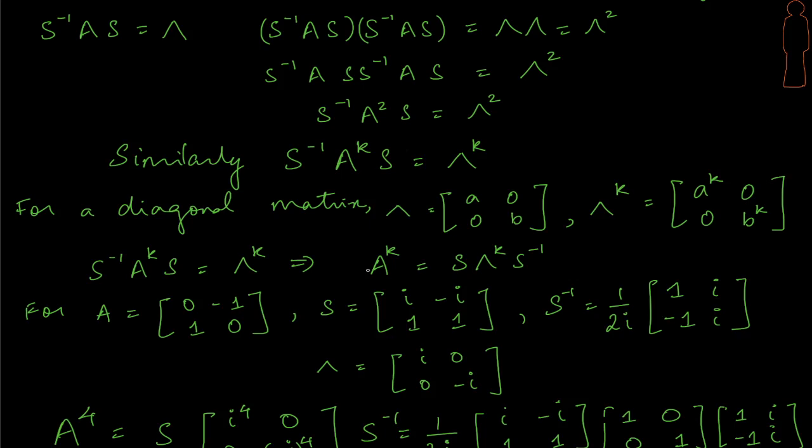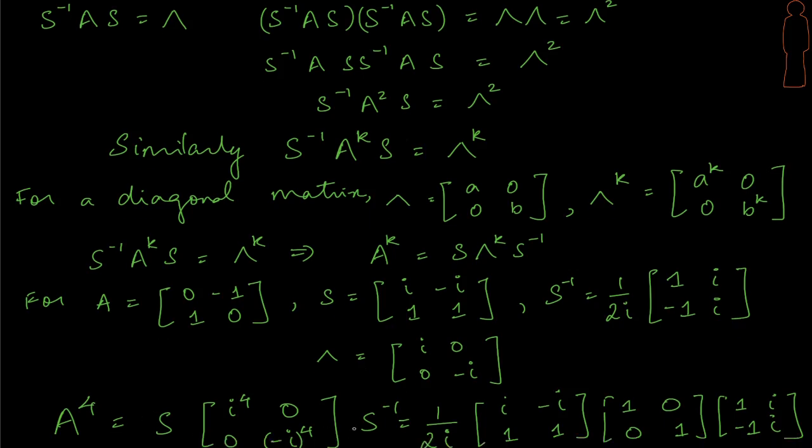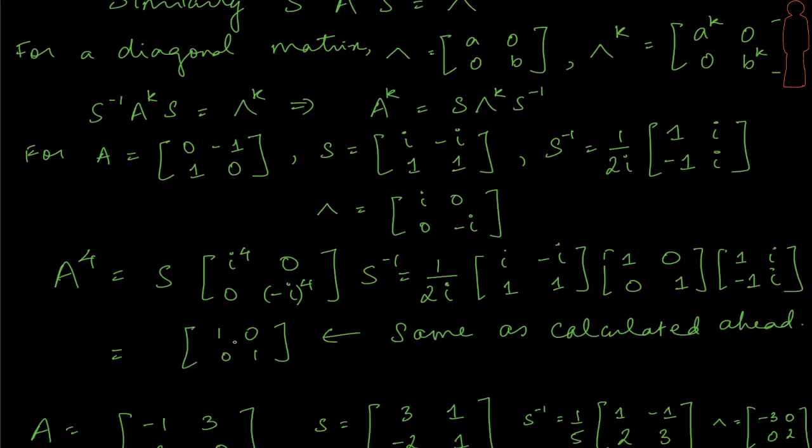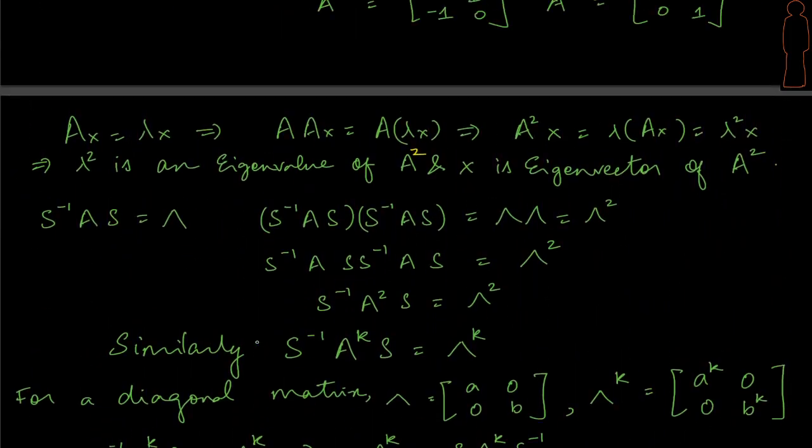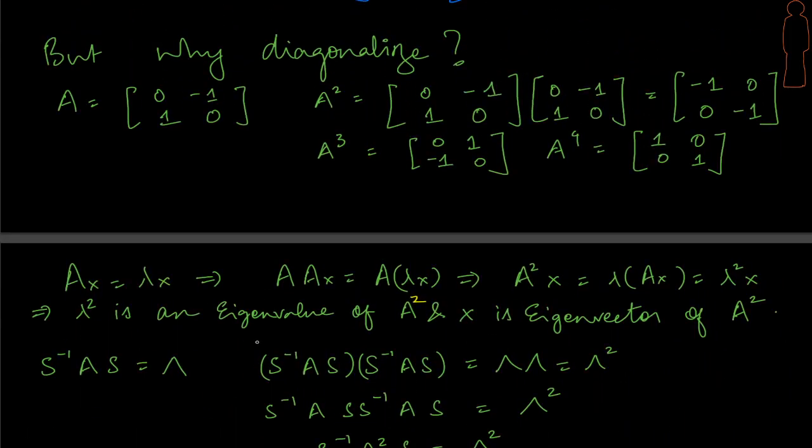So let me take the same example A as above and calculate something that we had done earlier by normal multiplication. Now let me use this new fact and see whether the result is the same or not. For this we have already figured out the eigenvectors, so I have my S and S inverse. Here is my lambda. Let me substitute that here for A power 4 and see what happens. Let me multiply all this and I am able to figure out that this is the same matrix that we calculated above, right? So A power 4 is coming out to be identity here. Take a look at the previous one. That is again identity, right?